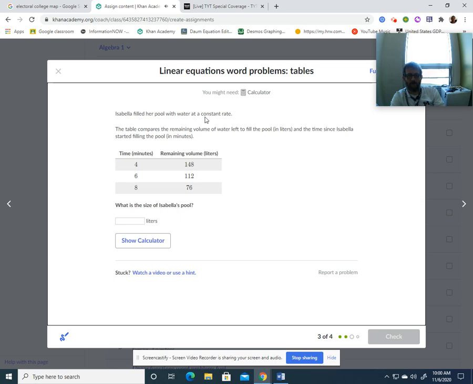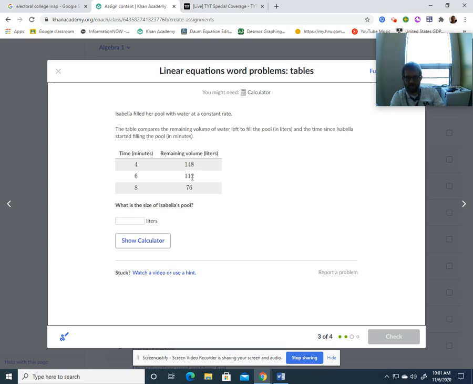Isabella filled her pool with water at a constant rate. The table compares the remaining volume of water left to fill. Okay, so this is how much it's been going. What was the size of Isabella's pool? Well, the size would be before you ever started putting water in it. So this would be when this is 0. That would be the y-intercept. So I went 2 minutes back, and then another 2 minutes back, I'm at 0.